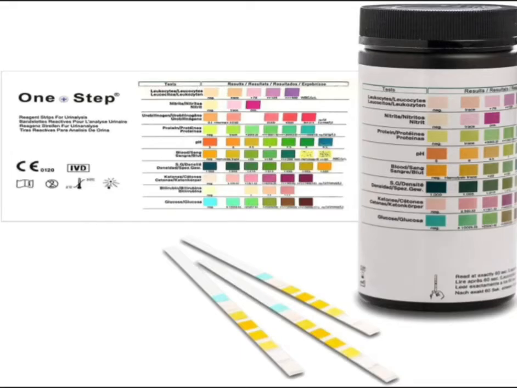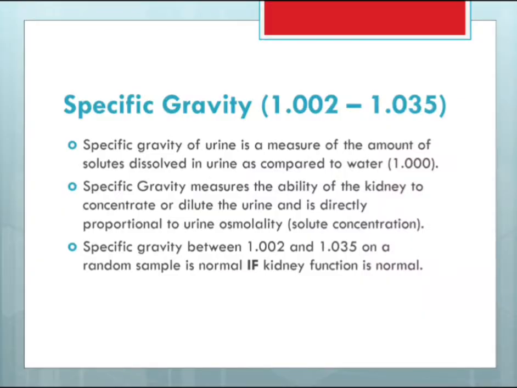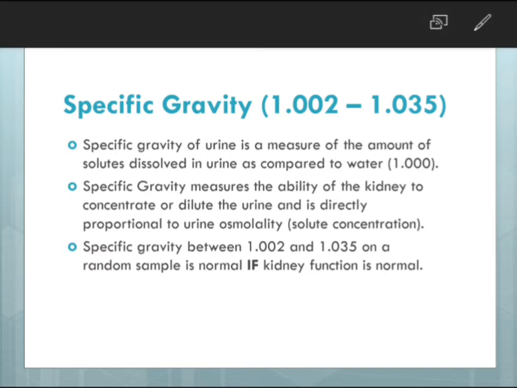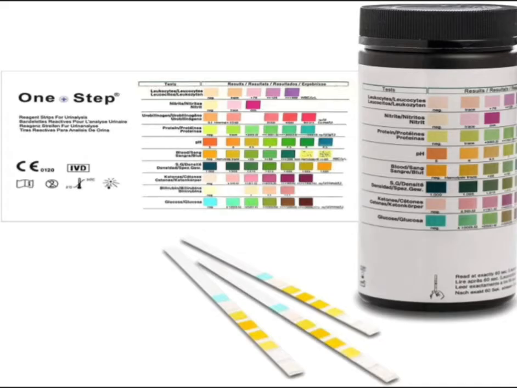So basically this is the urinalysis. These are the dipsticks and this is the bottle. The parameters included in a urinalysis bottle are leucocytes, nitrites, protein, pH, blood, specific gravity, ketones, glucose. Then urobilinogen and bilirubin are also included.